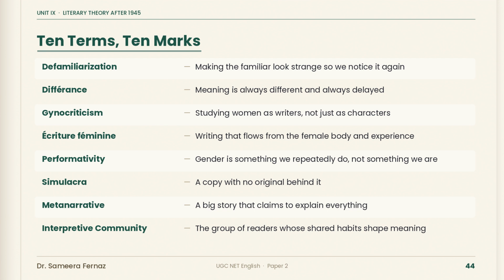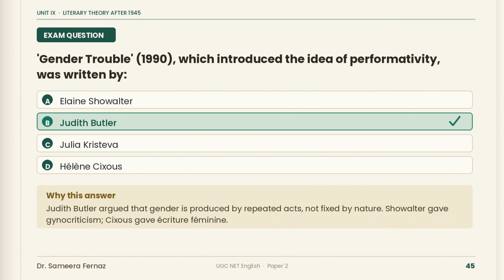Gender Trouble, published in 1990, which introduced the idea of performativity, was written by whom? Option 1, Elaine Showalter. Option 2, Judith. Option 3, Julia. Option 4, Hélène. The answer is option 2, Judith. She argued that gender is produced by repeated acts and is not fixed by nature. Remember that Showalter gave gynocriticism and Cixous gave écriture féminine.